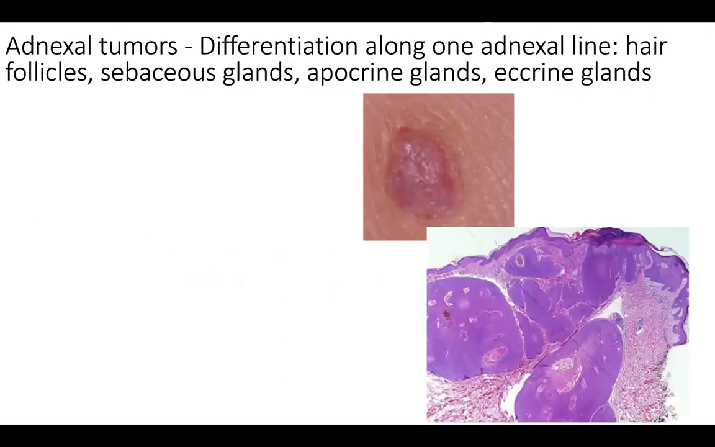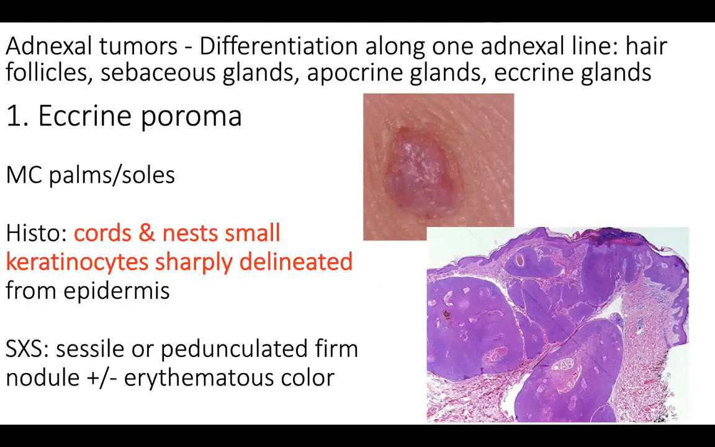Adnexal tumors differentiate along an adnexal line, like hair follicles, sebaceous glands, apocrine glands, or eccrine glands. So the first type we're going to talk about is the eccrine poroma. It's common on the palms and soles. They have these cords and nest-like structures of small keratinocytes that are delineated. So we see right here this purple cord-like nest structure.